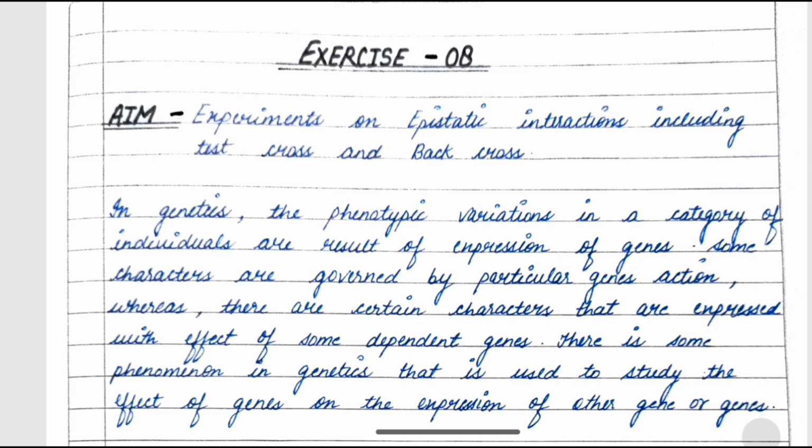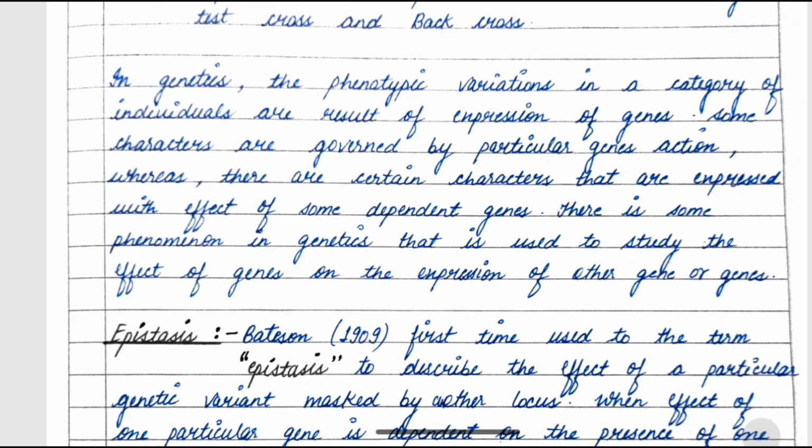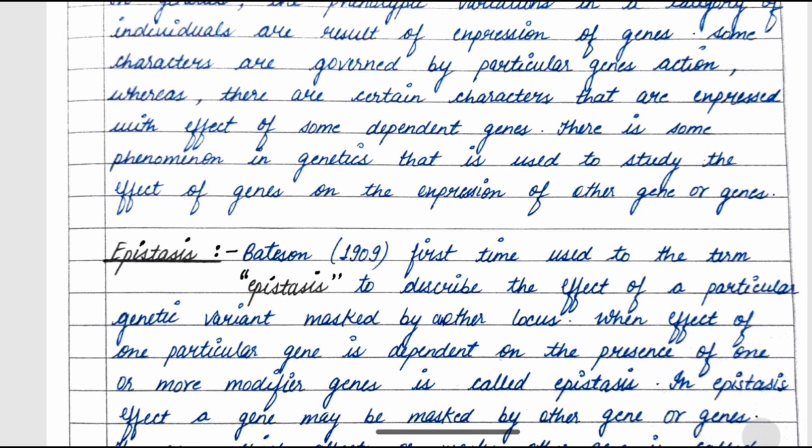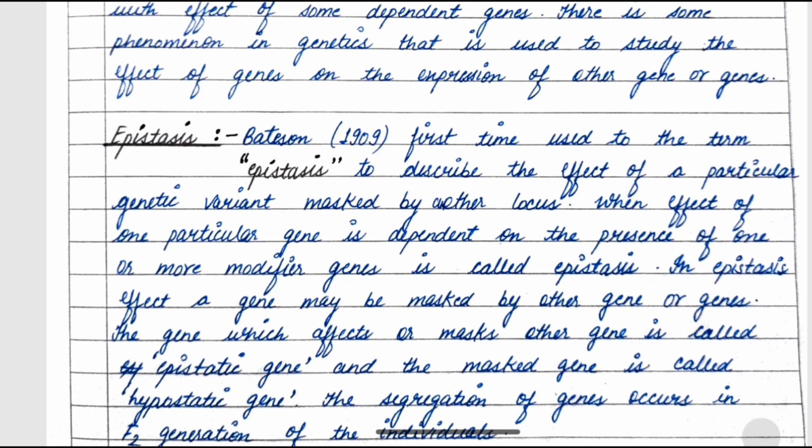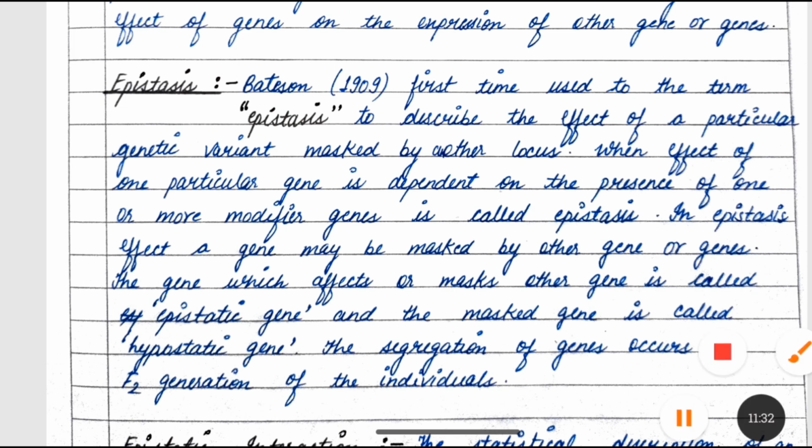Experiments on epistatic interactions including test cross and back cross in a category of individual are result of expression of genes. कुछ कैरेक्टर गवर्न करते हैं पर्टिकुलर जीन्स एक्शन को, पर्टिकुलर जीन एक्शन के द्वारा कुछ गवर्न होते हैं, whereas there are certain characters that are expressed with effect of some dependent genes. There is some phenomenon in genetics that is used to study the effect of genes on the expression of other gene or genes. Epistasis.